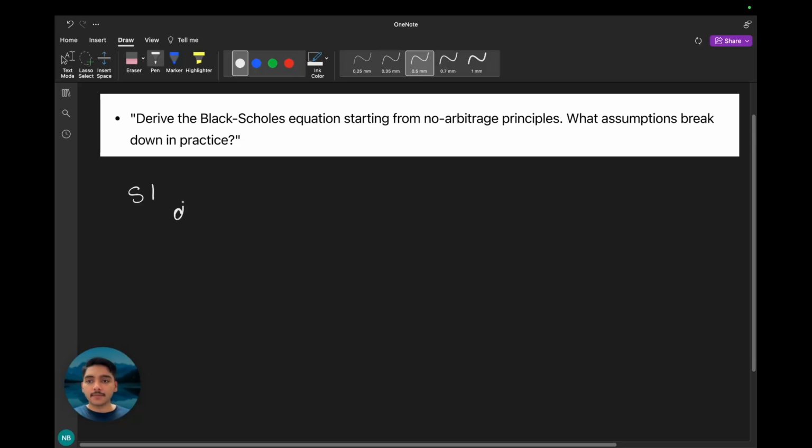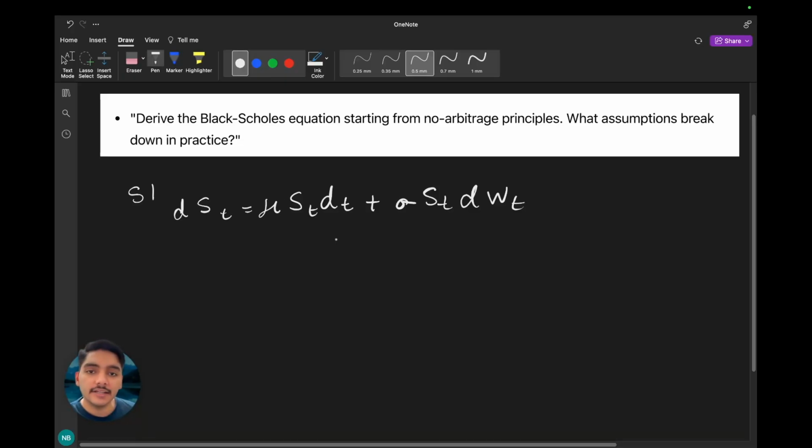dS_t = mu S_t dt + sigma S_t dW_t. As you can see, the equation has two parts. The first is the mu S_t dt part, which is the predictable drift, and the second part is the dW_t part, which is the Brownian motion part.